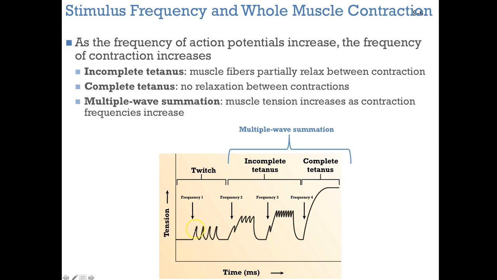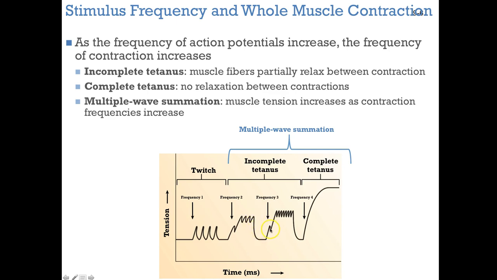Here's our twitch. This kind of reminds us of our treppe a little bit, right? Except we're not seeing that building of stronger tension. But anyway, we are seeing that we have some relaxation taking place within this muscle here. Whereas if we start seeing in frequency 2, we are more frequently adding action potentials. So instead of this muscle being able to completely relax here, it only partially relaxes. And then we can build upon that and gain more tension.